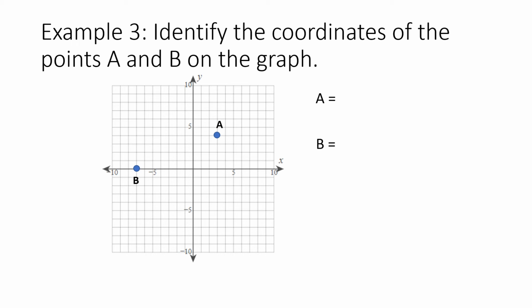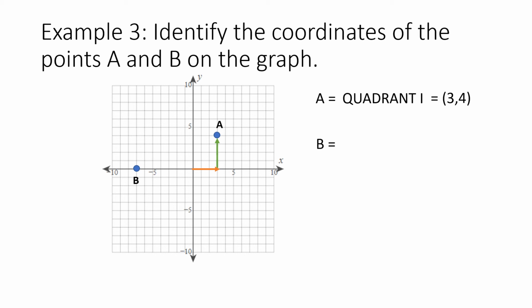So in example 3, we'll see how we're going to identify what the coordinates are if they're already plotted. So let's look at point A. Same thing, I want to figure out which quadrant it's in. It's going to be in quadrant 1, which means both my x and my y values are going to be positive. And so then I'm going to count on my x-axis. I went to the right 3, and then I went up 4. So my point's going to be (3, 4).